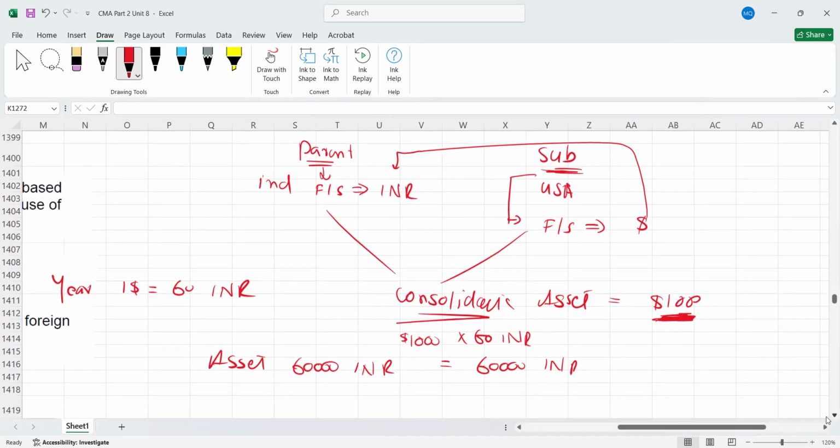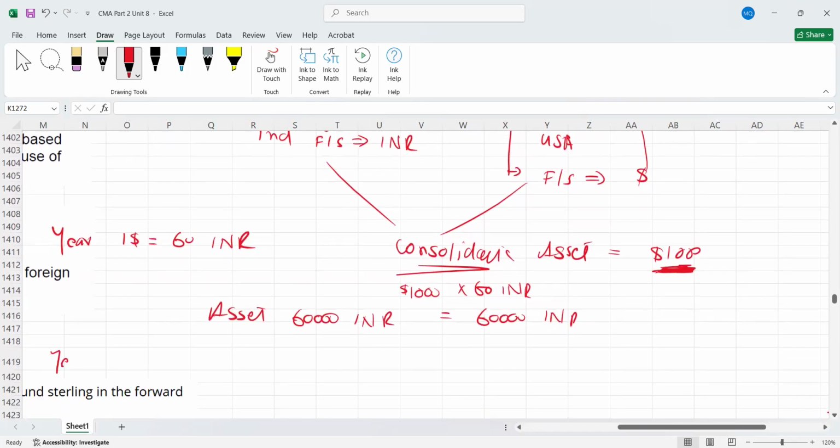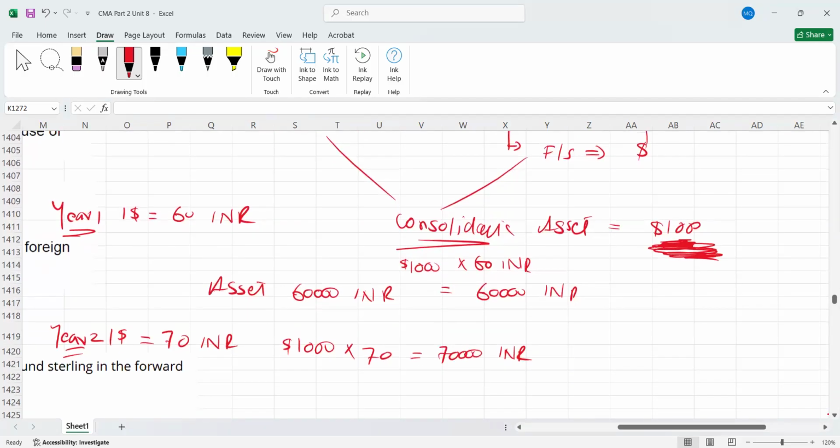Now what happened? Next year, year two. This was year one, now year two. In year two, the rate is different. $1 equals 70 Indian rupees, for example, due to any reason. So now again, we will convert the same asset, $1,000, because every year you have to convert using the year-end exchange rate. $1,000 times 70. So the asset is now worth 70,000 Indian rupees. Okay, great. Now what?